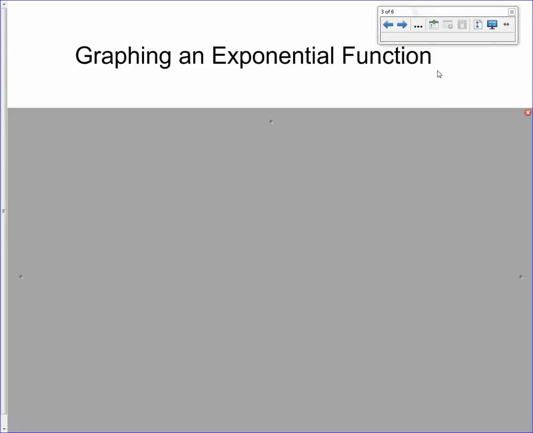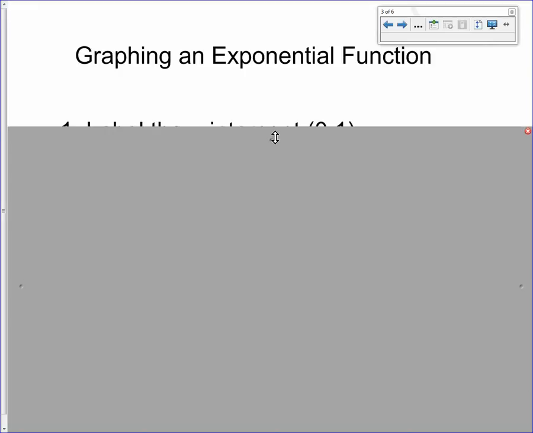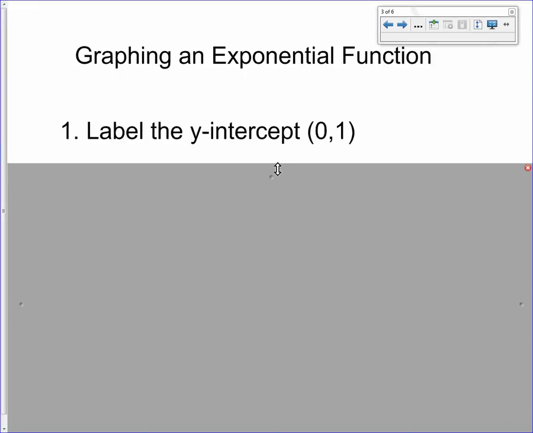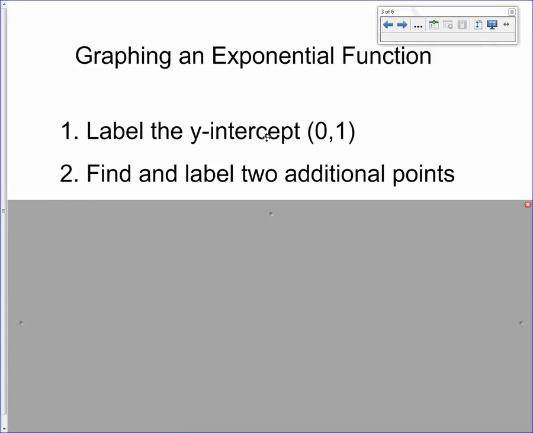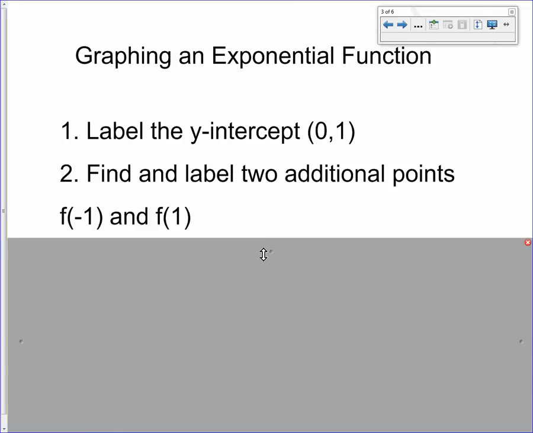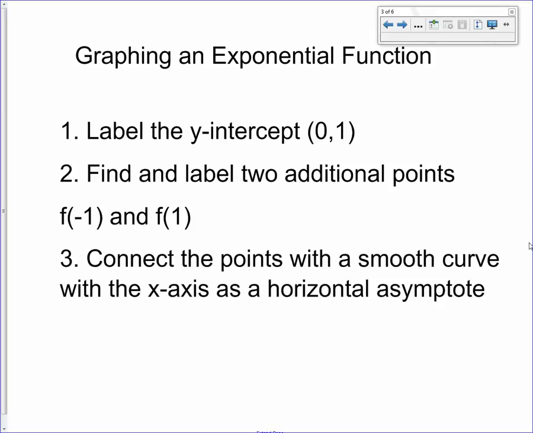All right, so how do you actually graph an exponential function? A couple of steps. First thing you're going to do is label your y-intercept (0, 1). Then you're going to find and label 2 additional points. The 2 easiest points to find and label are f of -1 and f of 1. You can always do more, but those are always going to be the most convenient. Once you have those additional points, you're going to connect them with a curve, noting that you have an asymptote on the x-axis.